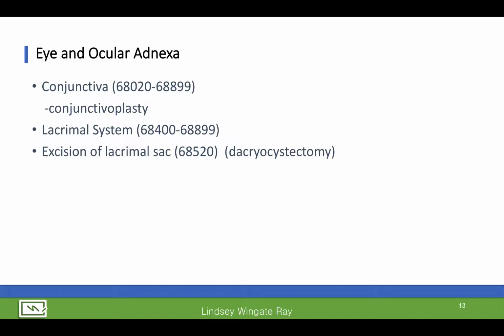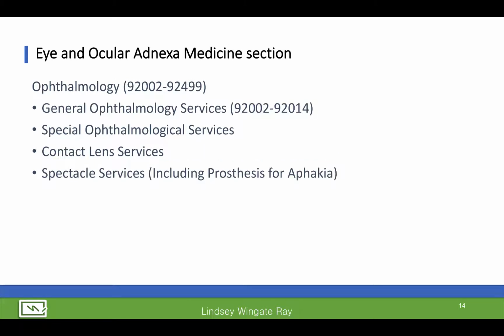Lacrimal glands secrete lacrimal fluid, which serves to clean the eye and moisturize the cornea and conjunctiva. Blinking spreads the fluid, moisturizing these structures. Fluid is pushed towards the medial angle of the eye to accumulate in the lacrimal lake, from which it drains to the lacrimal sac and finally to the nasopharynx, and it is swallowed. Excision of lacrimal sac, dacryocystectomy, 68520, can be required for infection or tumor. Turn to the medicine section now.